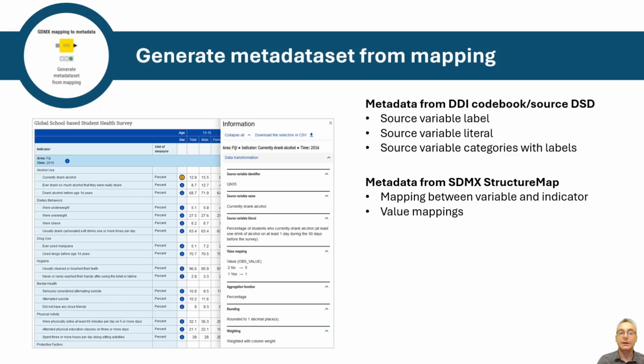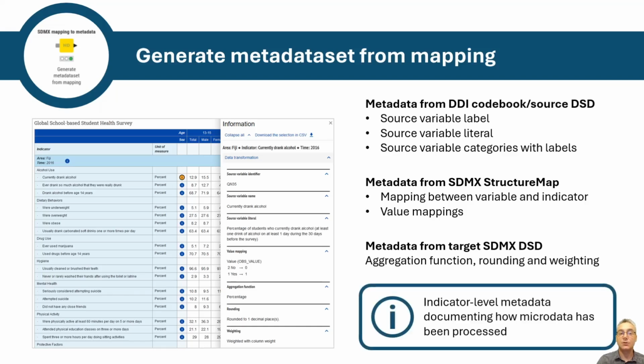Some more metadata comes from the SDMX structure map, specifically the mapping between variables in the source dataset and indicators in the target dataset, as well as the possible value mappings. Additional metadata is collected from the target SDMX DSD, including the aggregation function, rounding parameters, and any weighting used. Altogether, this provides detailed metadata that fully documents how microdata has been processed to produce the given indicator.